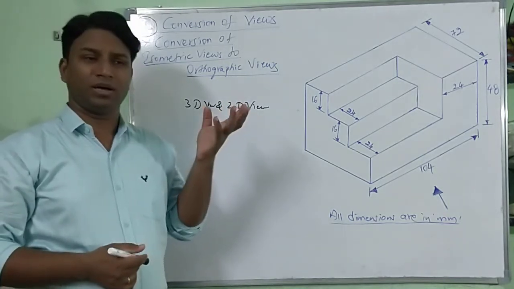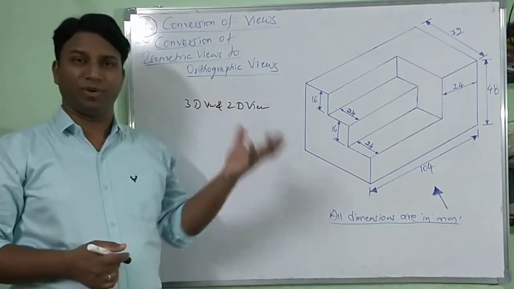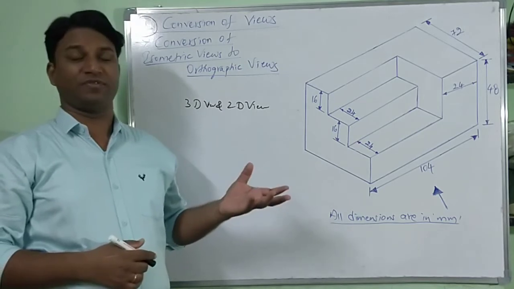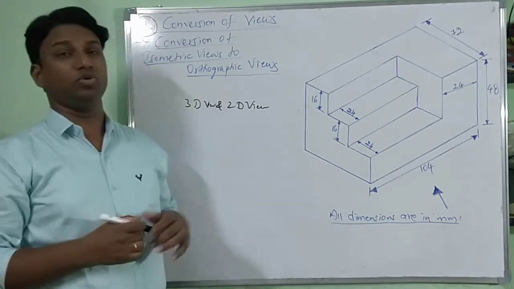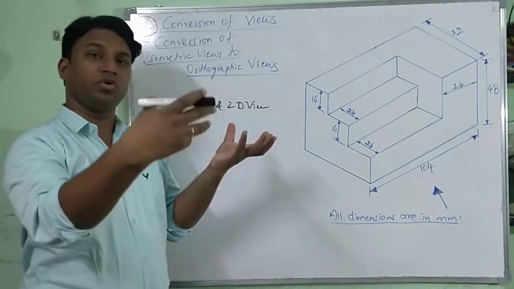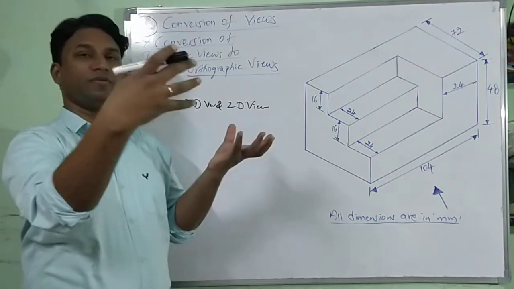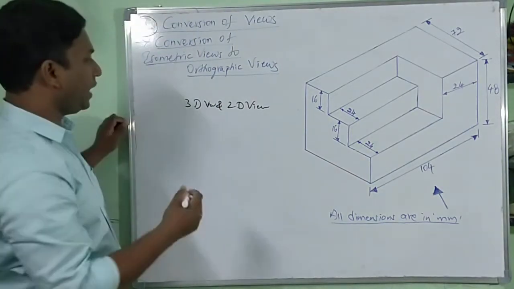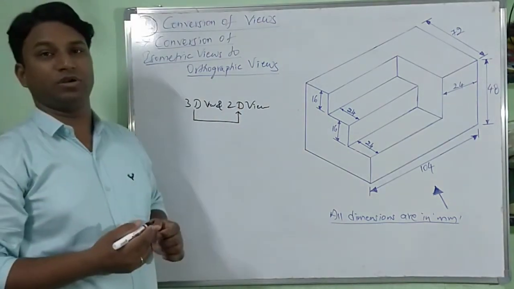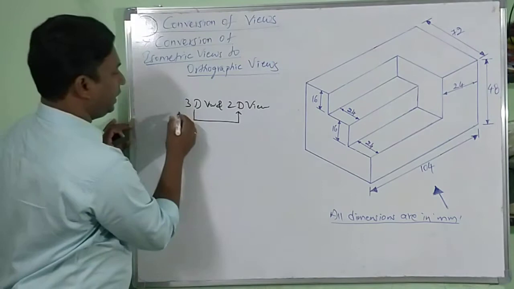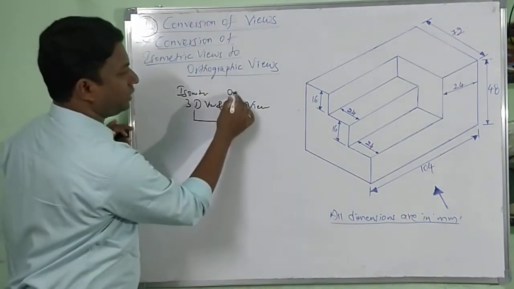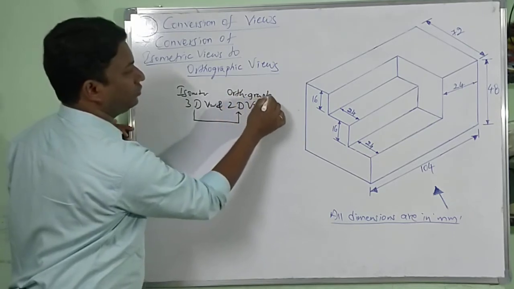Previously, the units like projections of planes, solids, sections of solids, development of surfaces, and interpenetration of solids all have a three-dimensional object, and we look into it from the front side and top side, that's nothing but the front view and top view. There what happened is conversion of 3D to 2D. 3D is nothing but the isometric view, right? 2D is nothing but the orthographic view.